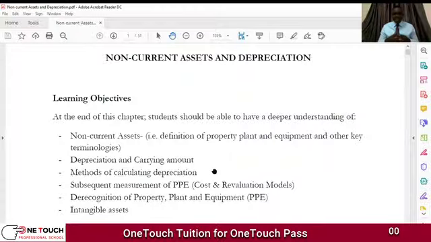Then we'll look at subsequent measurement of PPE. Once an asset is acquired, do we keep it at the cost at which the asset was acquired, or is there any other way of measuring that asset? We'll look at that. And finally, we'll look at intangible assets. However, this discussion will be centered on accounting for non-current assets with specific emphasis on the tangible assets. Okay, great.